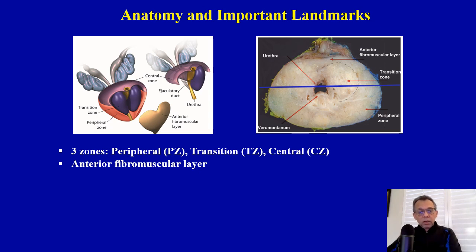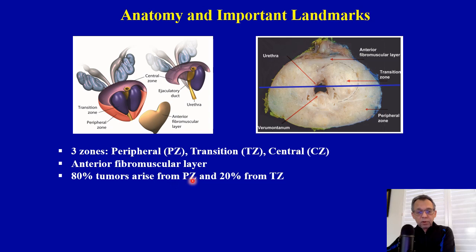So if we go through the three McNeal zones of the prostate, they are considered three important zones: peripheral zone, transition zone, and the central zone. There is also an anterior fibromuscular layer, which is situated in the anterior aspect of the prostate. And understanding of this zonal anatomy is important for several reasons. Number one is that the majority of tumors, about 80% of tumors, arise from the peripheral zone and about 20% from the transition zone.